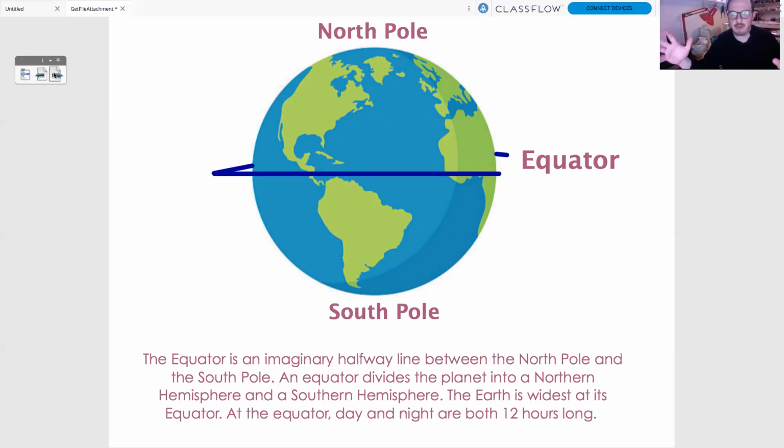And the Earth is widest at the equator, and you can see that from the picture. It gets narrower as it curves down towards the South Pole or curves up towards the North Pole. So the equator is the imaginary line that goes halfway up the world, and it divides the world into north and south hemispheres, all right? There's that word hemispheres that we talked about just a while ago.